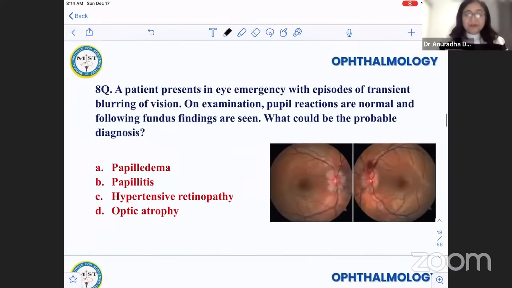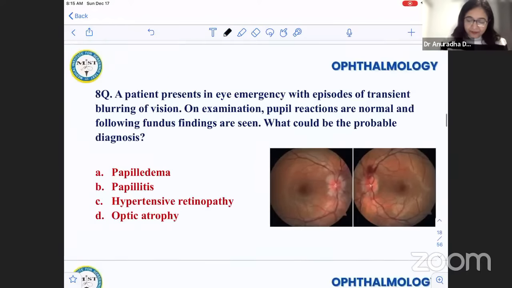Okay beta, moving on to the next question. A patient presents in eye emergency with episodes of transient blurring of the vision. So most of the questions, you must be noting, come with an image as well as a clinical case scenario. So spot image based diagnosis questions in ophthalmology will be fewer, because most of them will be associated with some clinical history also to help you in the diagnosis. Okay, bache? Now let's do this question.